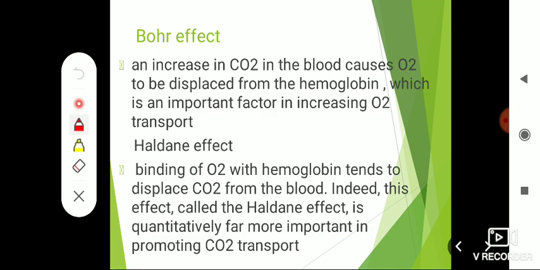So Bohr's effect and the increase in CO2 in the blood cause oxygen to be displaced from hemoglobin, which is an important factor in increasing oxygen transport. Haldane's effect is the reverse of this one. Binding of oxygen with hemoglobin tends to displace CO2 from the blood. Indeed, this effect called Haldane's effect is important for CO2 transport.